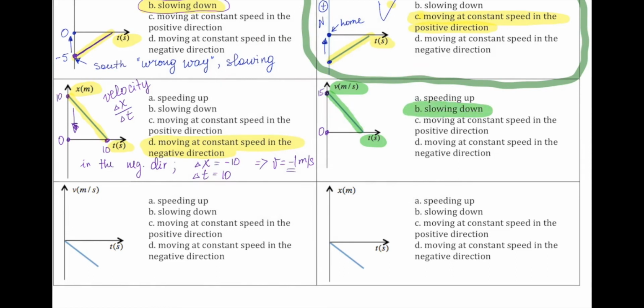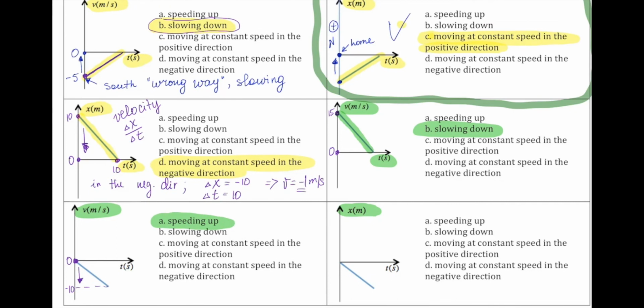The last ones, this is velocity versus time, this is x versus time. Velocity versus time. Velocity is actually growing. We're just moving in the wrong direction. So it was 0, and now it's -10. So my velocity changed. I actually sped up, but I sped up in the wrong direction. I'm not slowing down.